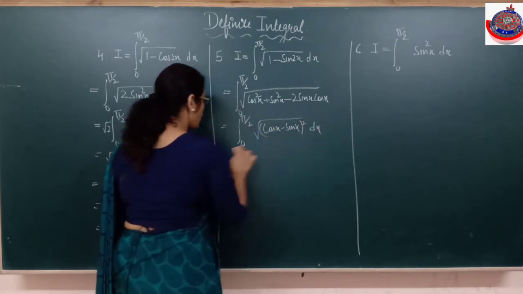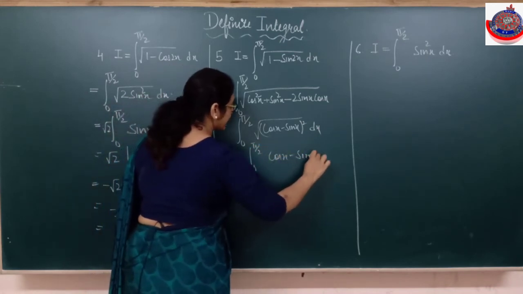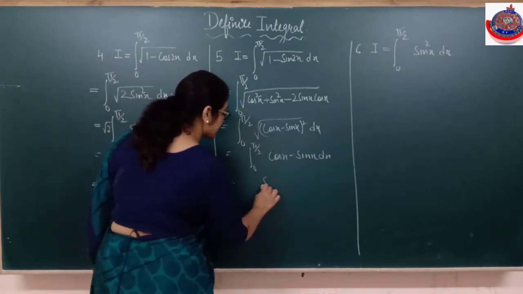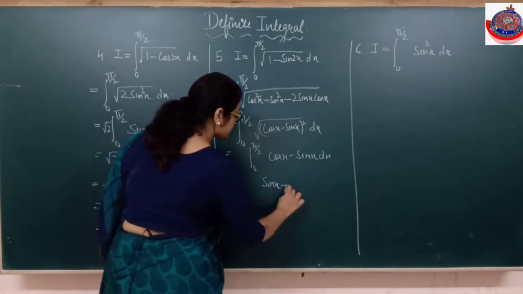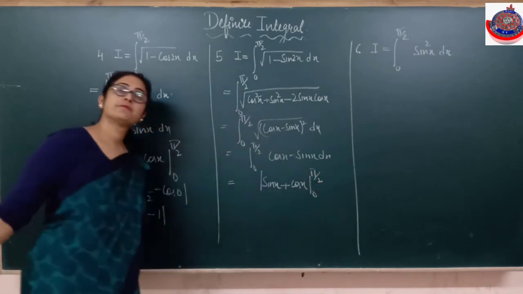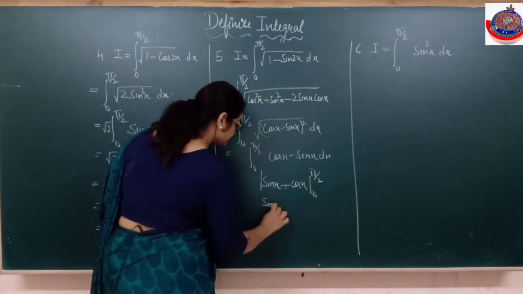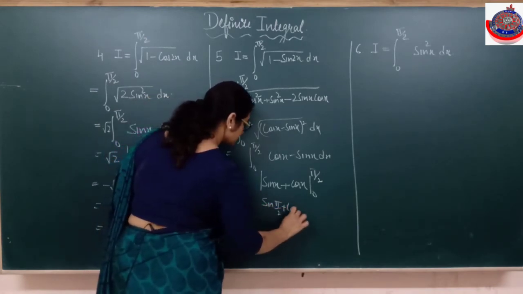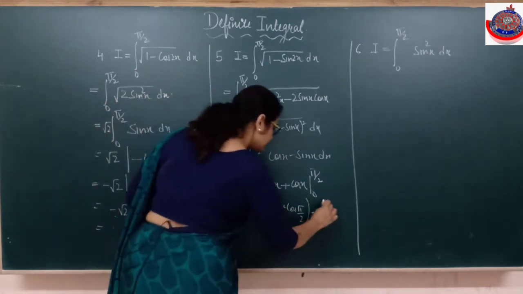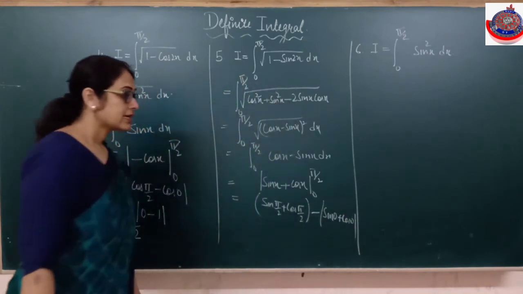Whole square and under root gone, so I am left with cos x minus sine x, and I know the integration of both the terms. What is the integration of cos x? That is sine x. What is the integration of sine x? That is minus cos x. That's it. Clear? Fine. Substitute. First of all, the upper limit, minus the lower limit.